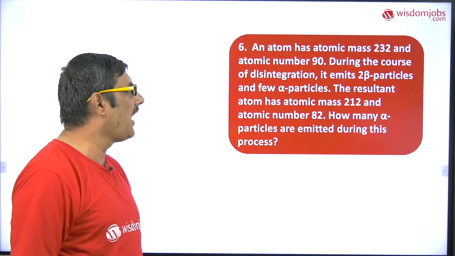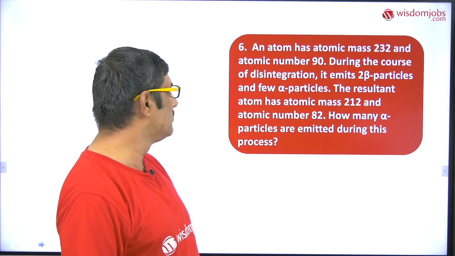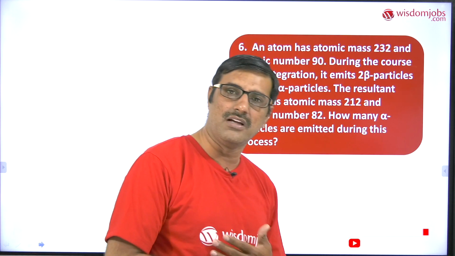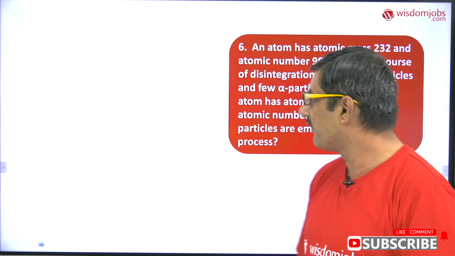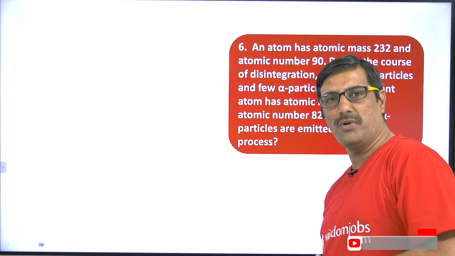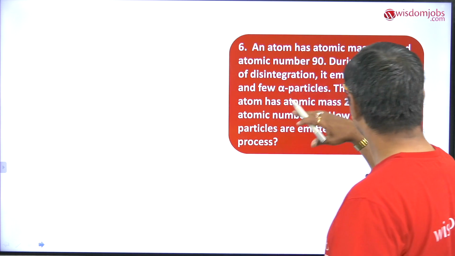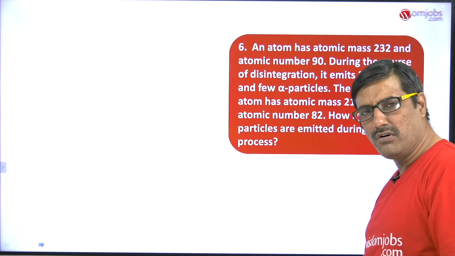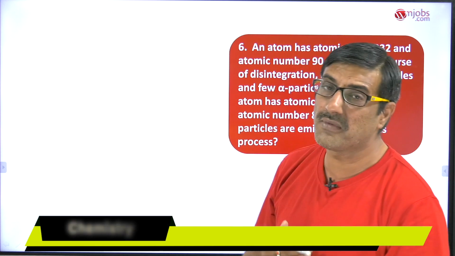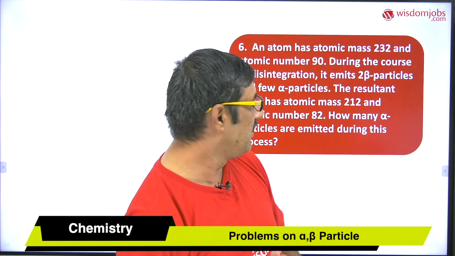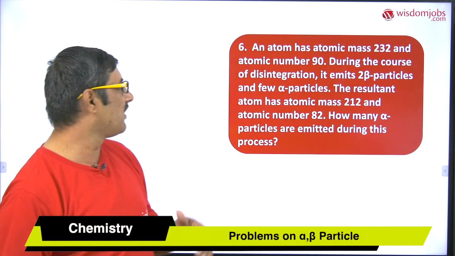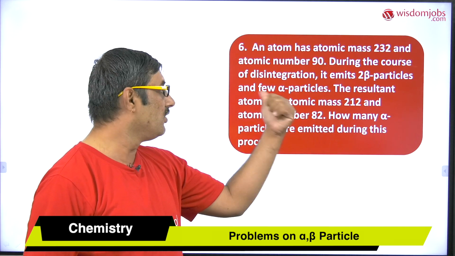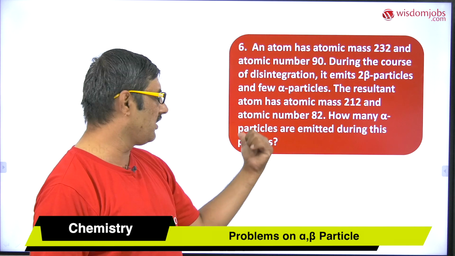An atom has an atomic mass of 232 and an atomic number of 90. He did not mention its name, so let us take it as some X. Of course it is thorium, because the atomic number is given to be 90. During the course of disintegration, it emits 2 beta particles and a few alpha particles. That means he is asking you to determine the number of alpha particles indirectly, right? The resultant atom has an atomic mass of 212 and an atomic number of 82. So how many alpha particles are emitted during this process?